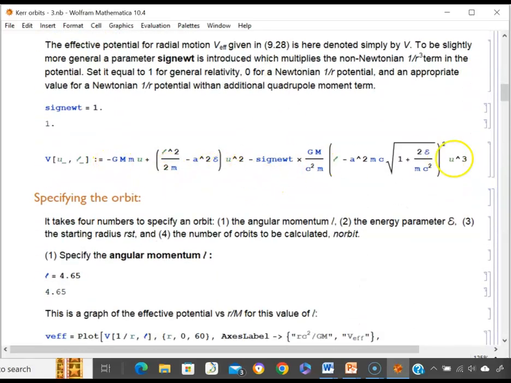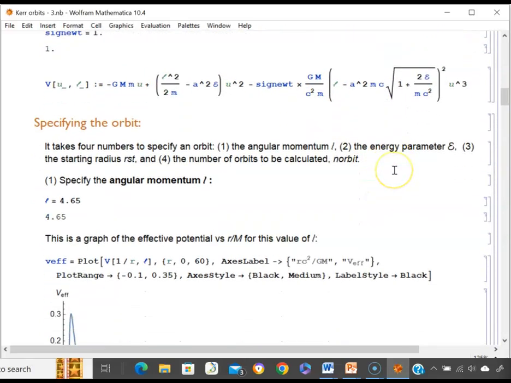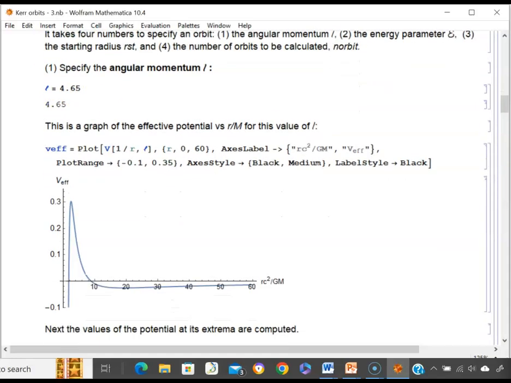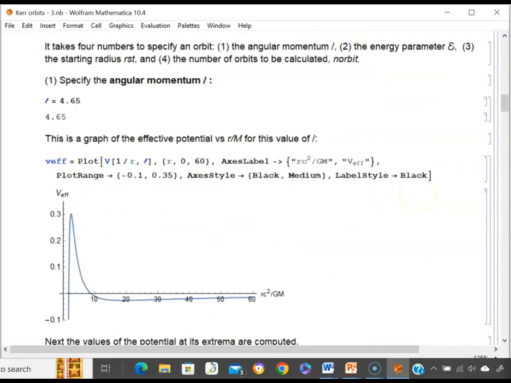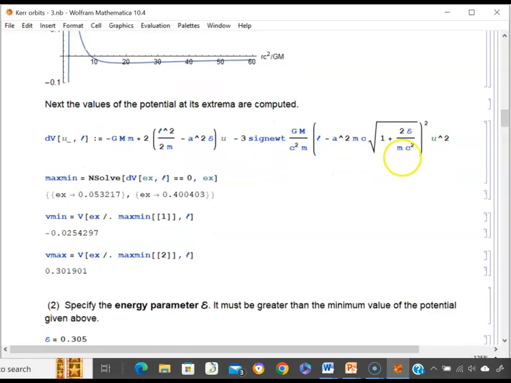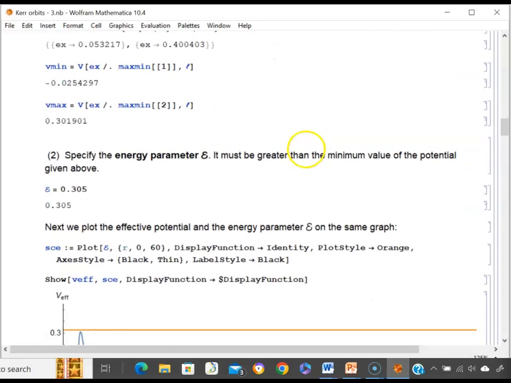Okay, so here's our effective potential. Now, all of these GMs and small m's are going to be 1, and c will be 1. So angular momentum, 4.65 units, that's per unit of mass that we're plotting for. When we plot the effective potential, we've got this. I'm going to keep that 4.65 for this bound orbit I want to demonstrate. I looked at the derivative here. It tells us about the turning points on the plot, where they are, and their value.